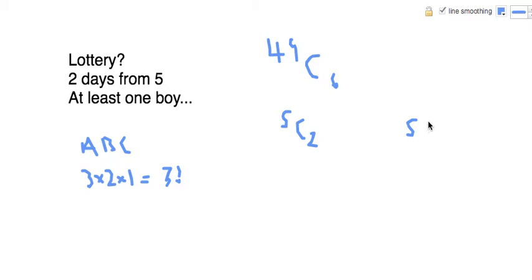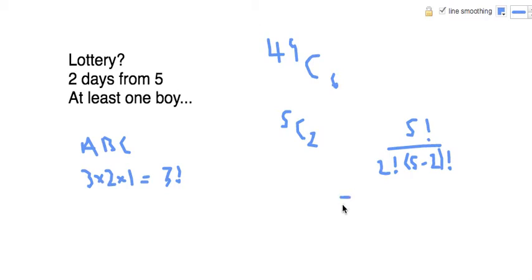So 5C2 would be 5 factorial divided by 2 factorial, the choice that we're doing, and then the difference, so 5 take away 2 factorial. That's the formula for combinations. So which kind of makes sense because factorial gives us the number of ways of doing something.